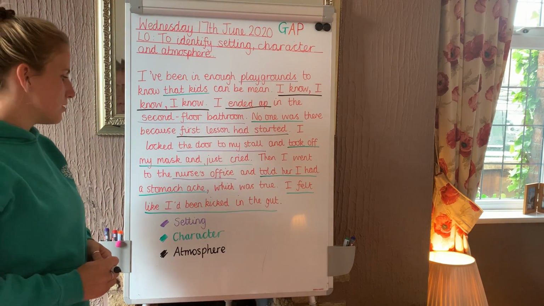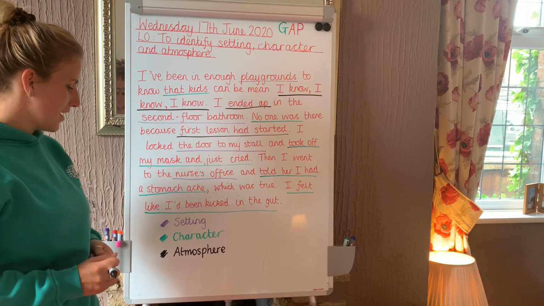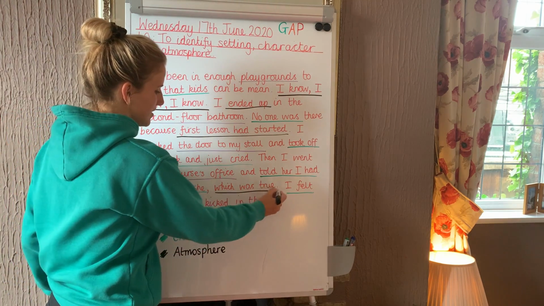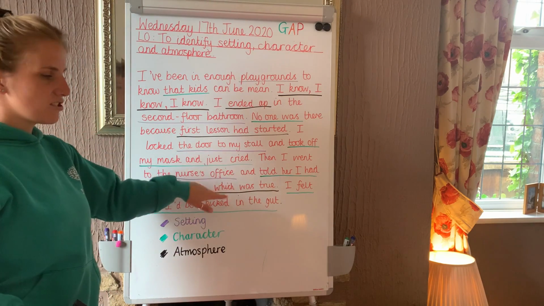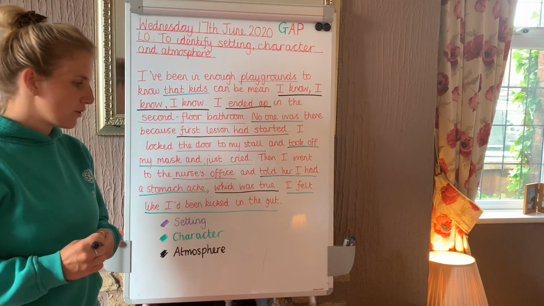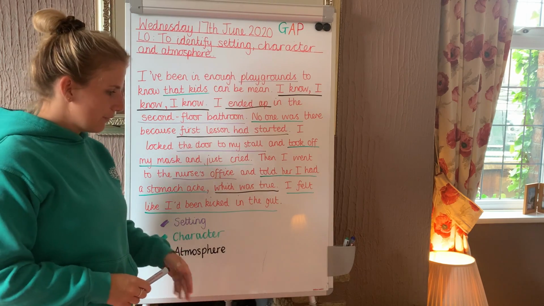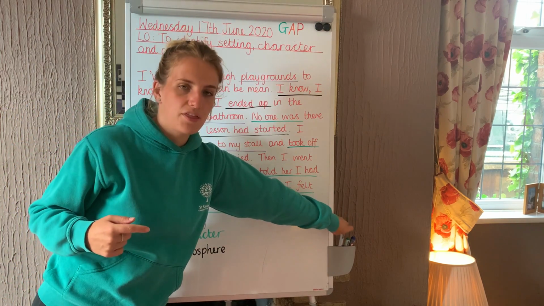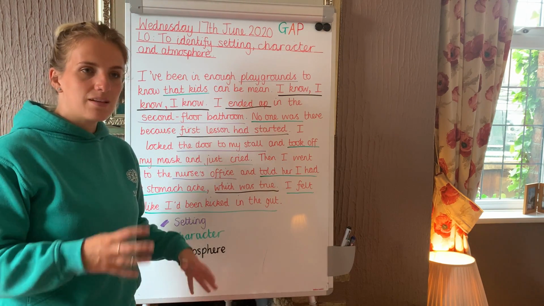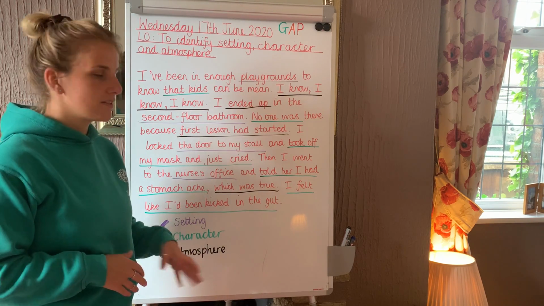"I locked the door to my stall and took off my mask and just cried. Then I went to the nurse's office and told her I had a stomachache, which was true." So again, we've added a little bit more information here. So I would say he's feeling like he has to justify why he's basically wanting to go home. So that's creating even more atmosphere. It's making us feel really sorry for him, okay? If you're struggling with what's setting and what's atmosphere, think about the things that are making you sympathise with him, and those things that make you sympathise with him are atmosphere things, okay?